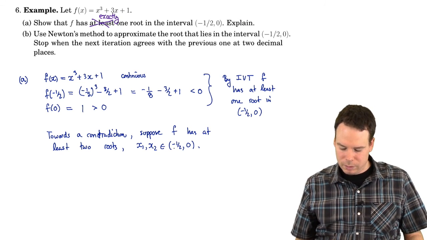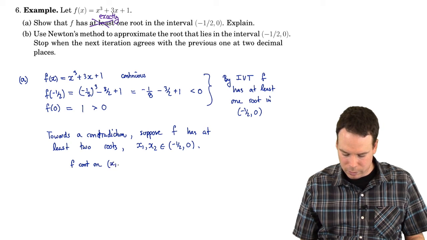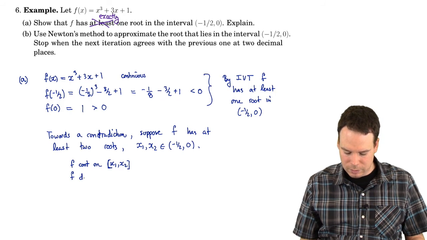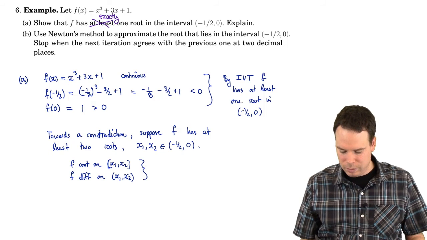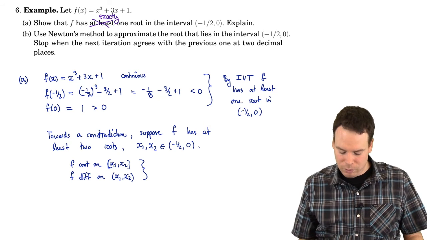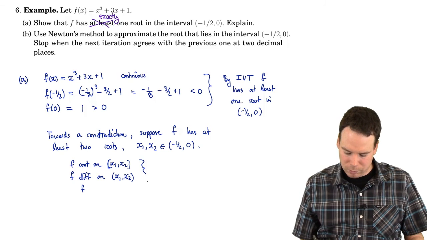What can we say about these two roots? Well, what do we have? We have that f is continuous on the interval x1 to x2, actually including those endpoints. We know that f is differentiable on x1 to x2. And that information alone tells us that we can use the mean value theorem on this interval. In particular, maybe I'm using Rolle's theorem here, but we'll phrase it as the mean value theorem.